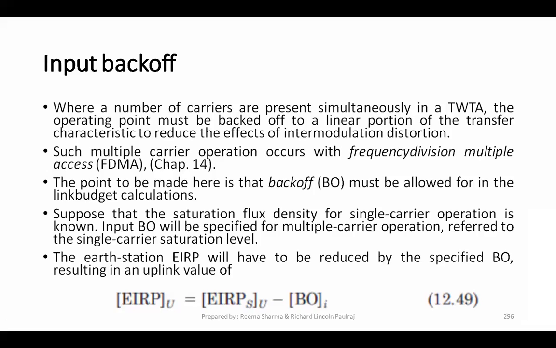Suppose the saturation flux for single carrier operation is known, then we can take a few more considerations. Your input back off will be specified for multiple carrier operation, referred to the single carrier saturation level. So what we are trying to do here is, if the values are going too high in the graph, we bring them down a little so that it becomes proper. Sometimes too high values can cause a lot of distortion, noise and degradation, so we pull back the output by reducing the input. It is just like giving it less food and making sure that the output is less and comes in the proper range.